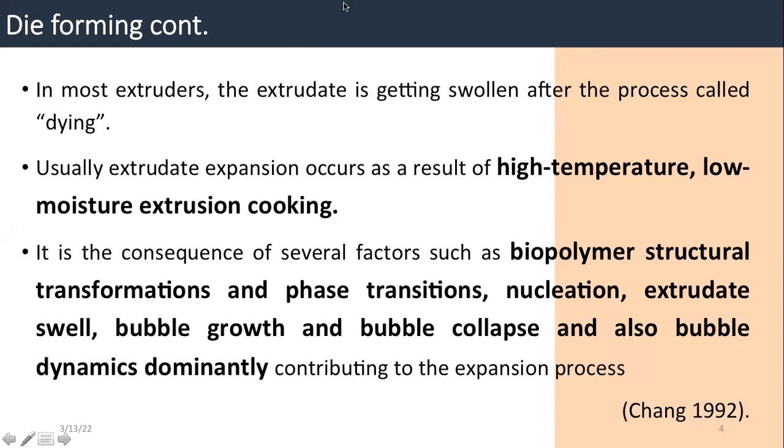We will talk about this later. If it is an expanded food product such as TVP, we have to use high temperature but low moisture content, right? It is a consequence of several factors such as biopolymer structural transformations, phase transitions, nucleation, extrudate swell, bubble growth, bubble collapse, and bubble dynamics. We will discuss all these terms in the next few lectures.